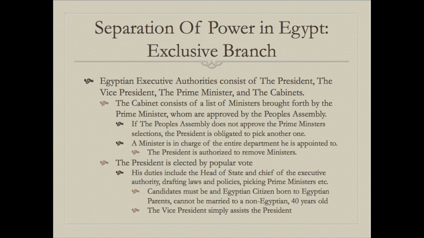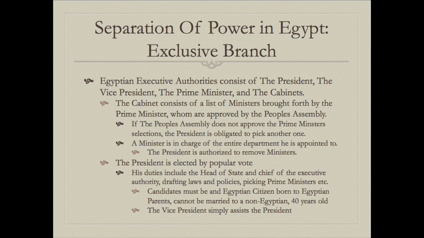The executive branch in Egypt consists of the President, the Vice President, the Prime Minister, and the Cabinet. The Cabinet consists of a list of ministers brought forth by the Prime Minister, who are approved by the People's Assembly. If the People's Assembly does not approve of the Prime Minister's selections, the President is obligated to pick another. A minister is in charge of the entire department he is appointed to. The president is authorized to remove ministers.